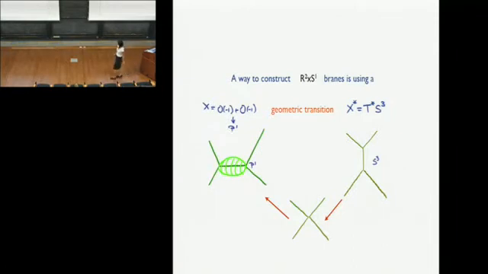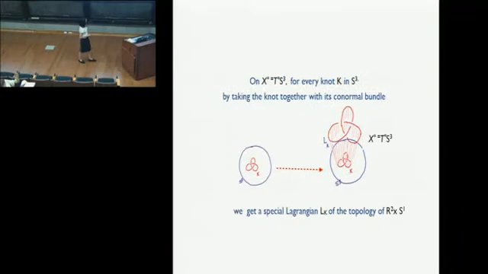Well, okay, so how do you construct such branes? A way to construct them is using a geometric transition. So this is the manifold where we want to study the branes in, this conifold with a P1. And so you shrink the P1 and grow the S3. This is a conifold transition. Now, it turns out that it's easy to construct branes here and then push them back through the transition. So here's how it works. On T*S3, for every knot in S3, you take the knot together with its conormal bundle.